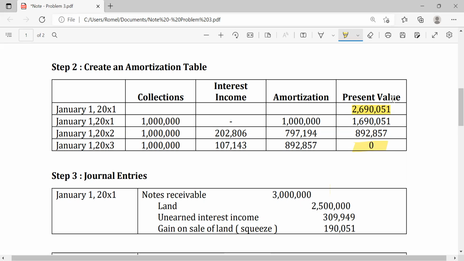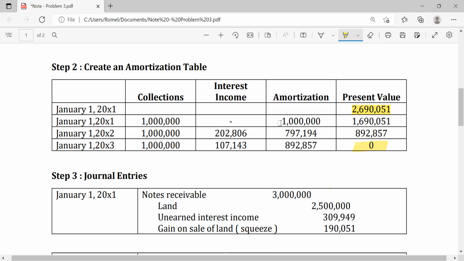So that's why expect na pag installment siya, pababa ng pababa ang present value. Bakit pababa ng pababa ang present value? Kasi every year may natatanggap tayong installment collection. So may natatanggap tayong pera or may natatanggap tayong collections. So because of that, the present value will slowly decrease to 0. Kasi as the years go by, may natatanggap tayong collections.